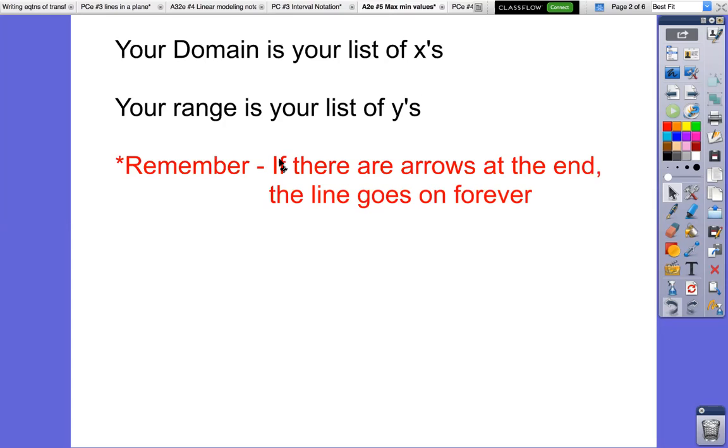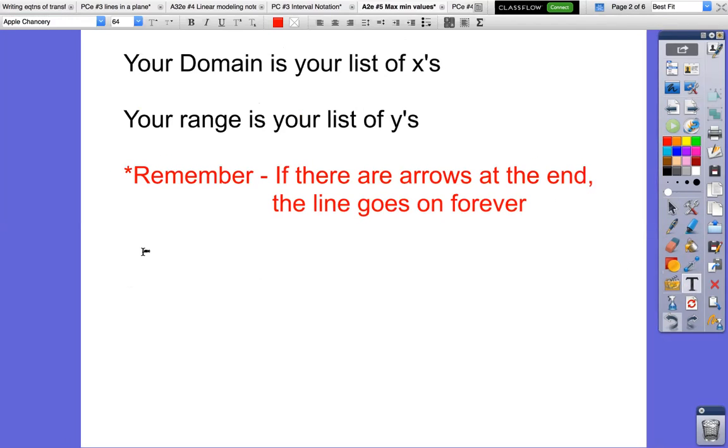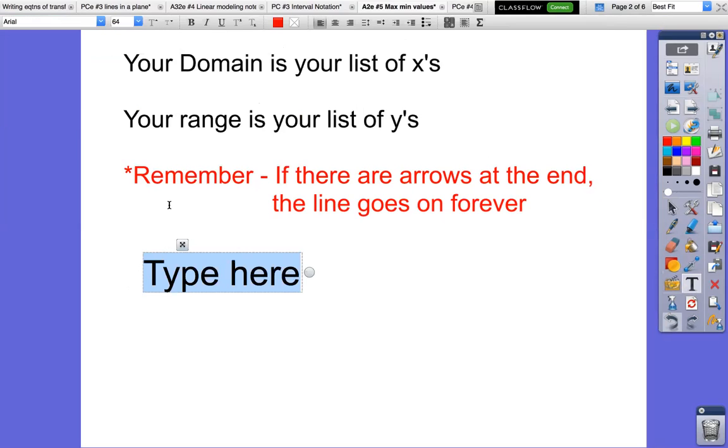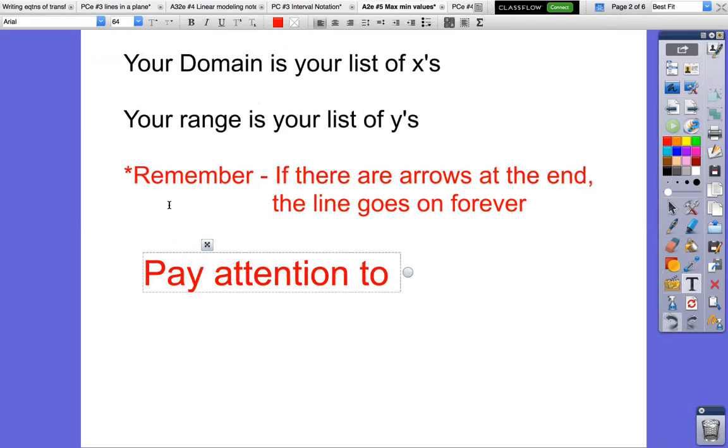Something to remember, look for the end. And I just talked about the end. If there's arrows, it goes on forever. I also want you to do this, and I'll write this up here again. I don't like the default setting. I want you to pay attention to the ends. So pay attention to, and I'm going to call it end behavior. So how does the graph look at the end? That's all that means.